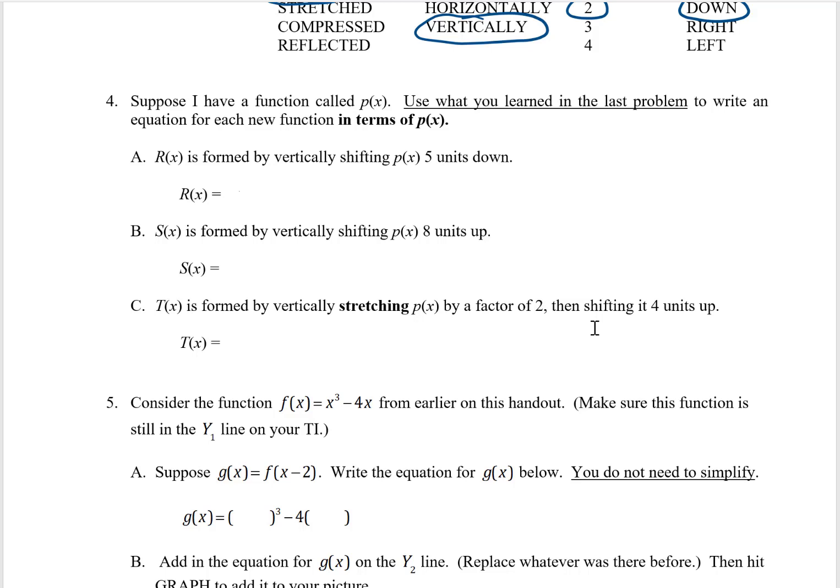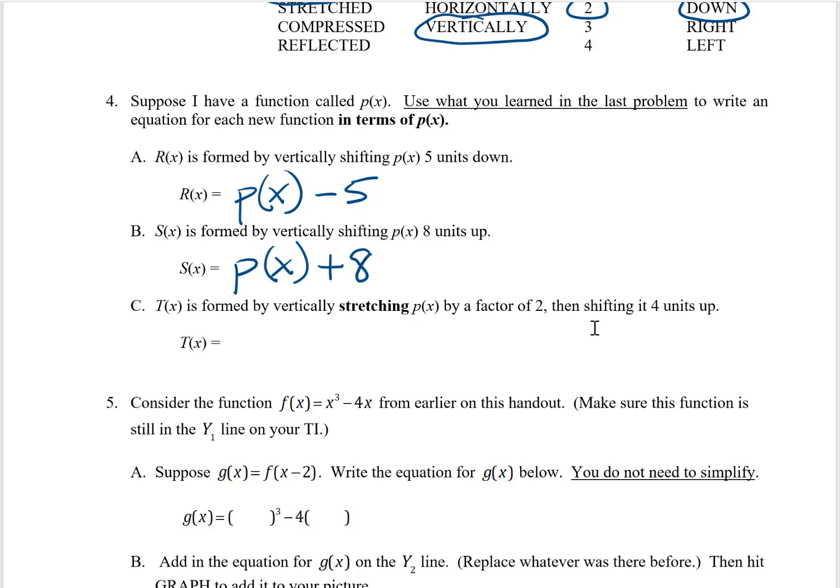Well, we learned that shifting down is accomplished by simply subtracting that number on the outside of the function, p of x minus 5. S of x, letter B, is formed by vertically shifting the p of x function 8 units up. Well, that's going to be similar. You would simply go plus 8 at the end.